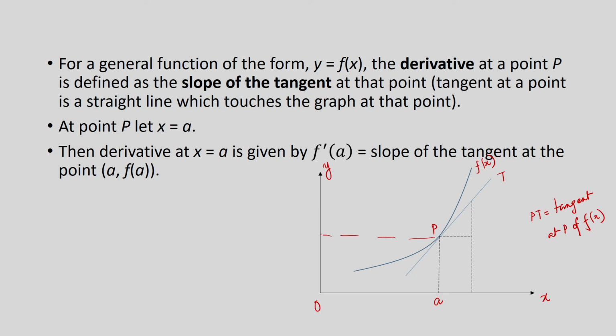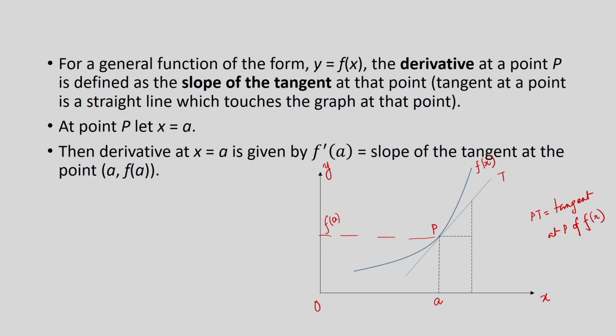So, what is the value of y? This is given by f(a). So, the coordinates of the point P is (a, f(a)), right. Therefore, if we want to find the slope at point P, we draw the tangent at P, which is PT, and then we find out the slope of that line, which is PT.